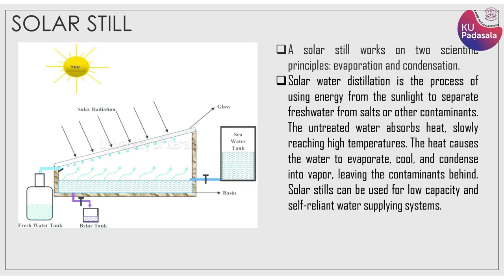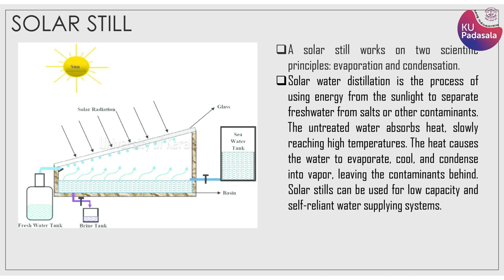Water, or your input source, which is basically your salt water, gets heated up. This heated water evaporates and condenses on the glass, which is slanted at 45 degrees, and the water rolls down the glass surface and is collected outside. And the salt, which forms the brine, is at the bottom of the collector and can be drained out. So solar stills are used.